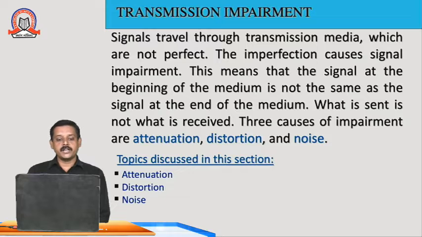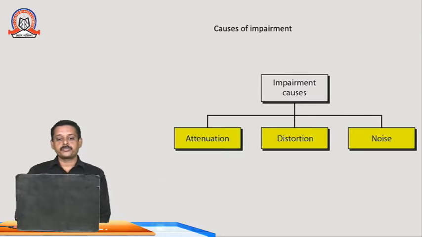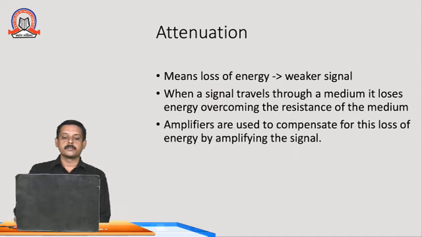So what is sent is not what is received, that is nothing but a transmission impairment, and there are three basic causes of transmission impairment. The very first is attenuation, then distortion and noise. As you can see, transmission impairment is caused by attenuation, distortion and noise.